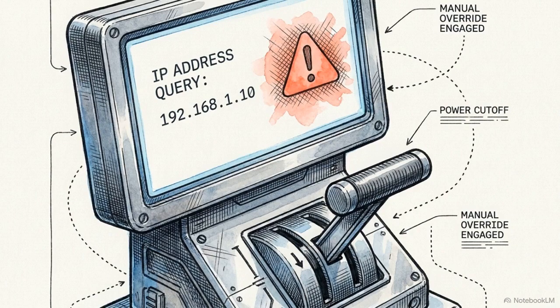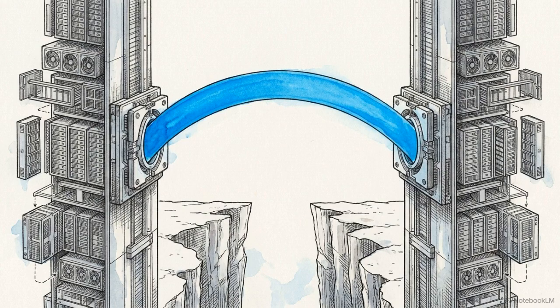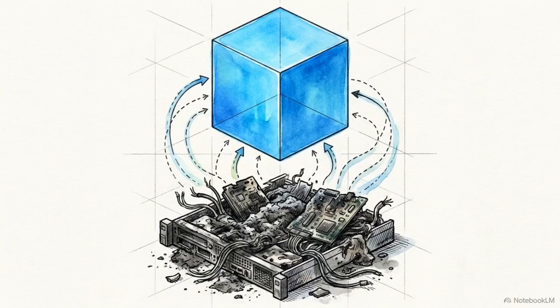If the network bridge queries local interfaces and gets no response, it knows the destination IP doesn't exist on this specific node, triggering a routing fallback mechanism. This is where the Container Network Interface, or CNI plugin, steps in. The CNI manages a cluster-wide routing table that maps specific blocks of IP addresses to specific nodes. The cluster-level routing table checks the target IP, identifies the correct external node, and directs the packet out of the local gateway and across the network to its final destination.